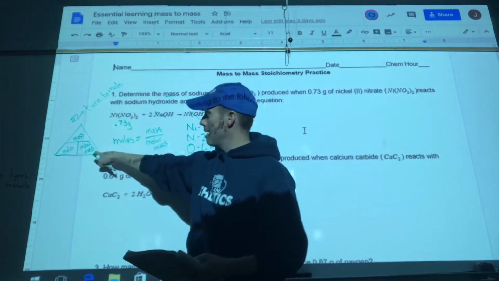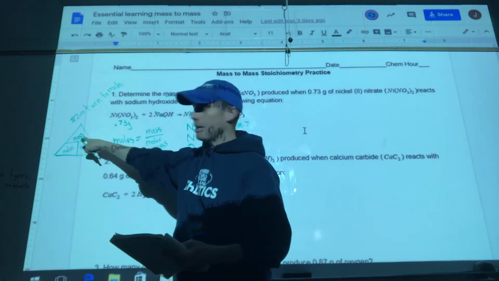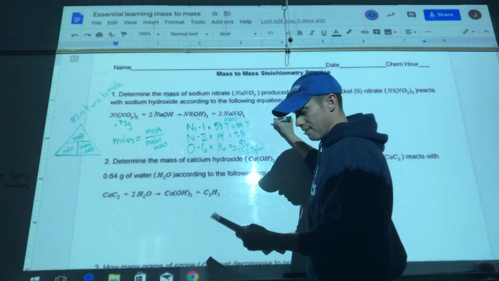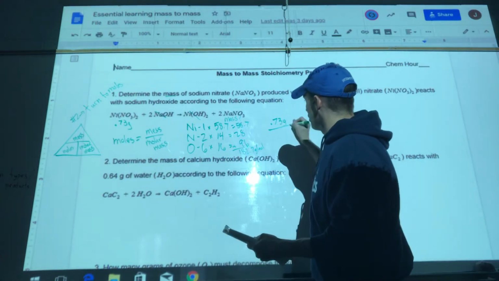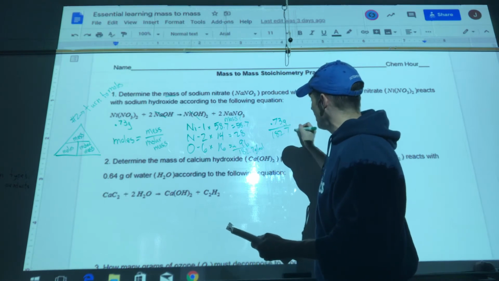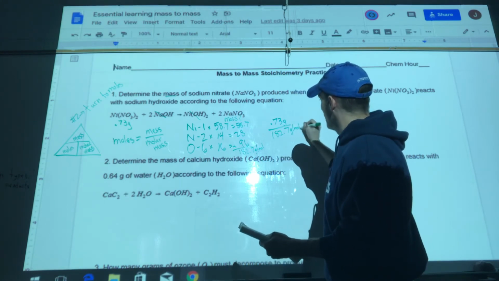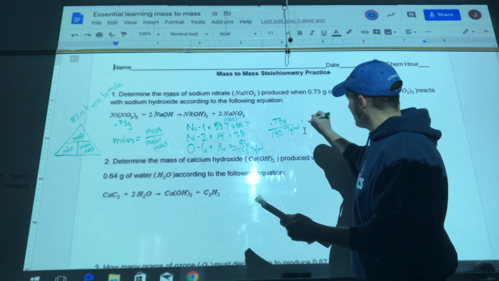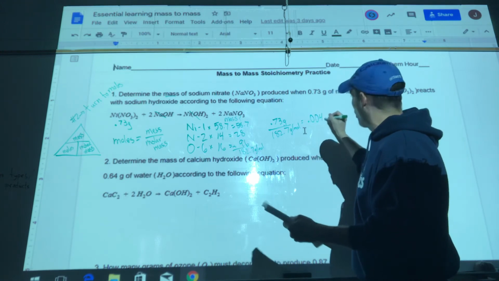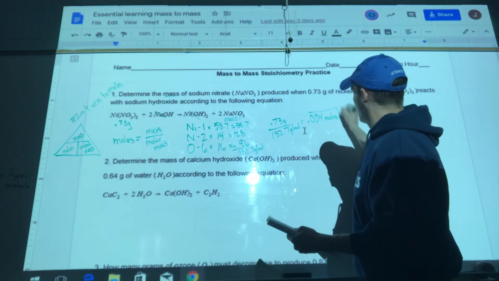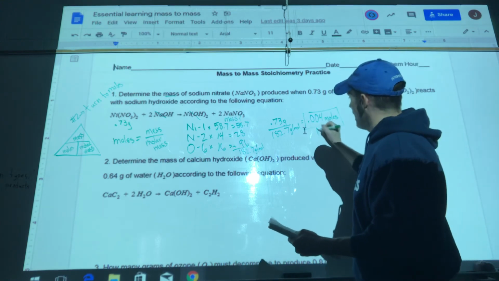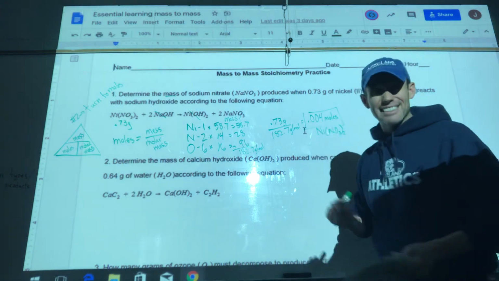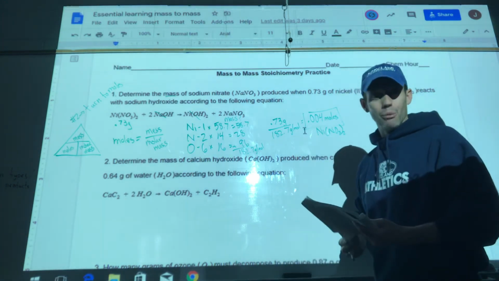Once I have my molar mass, and I already have my mass, I just divide them. So I'm going to take 0.73 grams divided by my 182.7 grams per mole, and that's going to give me a whopping 0.004 moles. And this is my number of moles of NiNO3. That is step 2. Find your moles. Be right back.